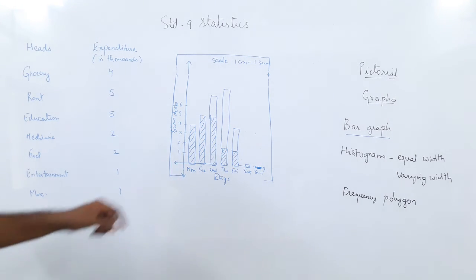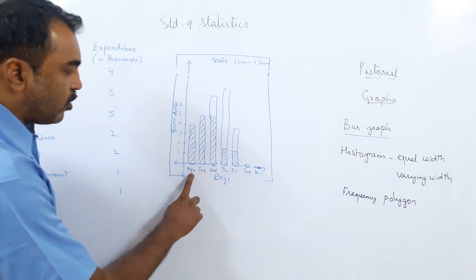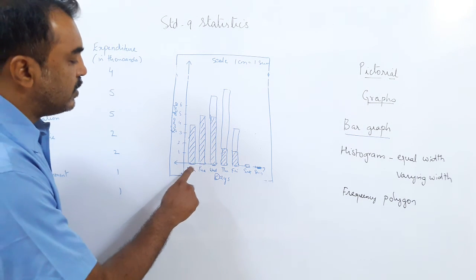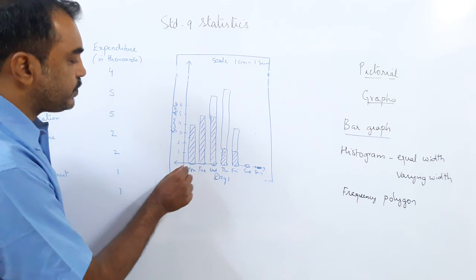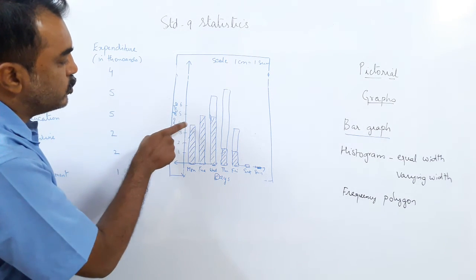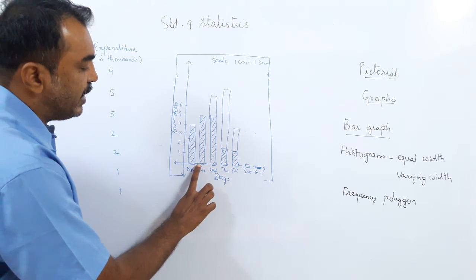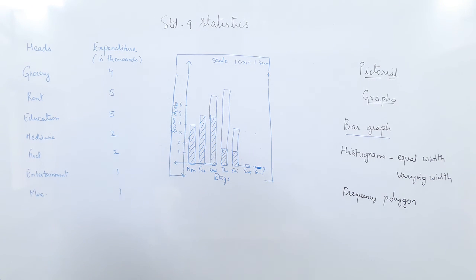Remember, the bar graph is in the form of bars. But how did we make the bars? On the x-axis we had non-numeric data, names: grocery, rent, education, medicine, fuel, entertainment, miscellaneous. Here I told you to do the number of sums you do in one day, in a week. So Monday, Tuesday, Wednesday, Thursday. This is the numeric data. According to the number of sums you do, that much height bar you have to make. So this is a bar graph having equal spacing in between. This is also very important. It should have equal spacing in between.